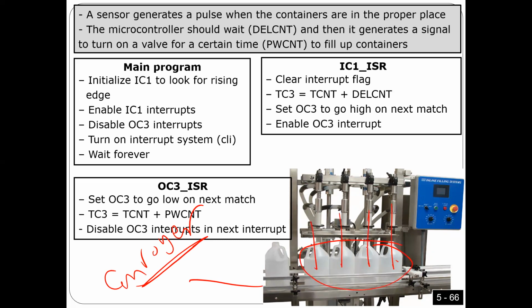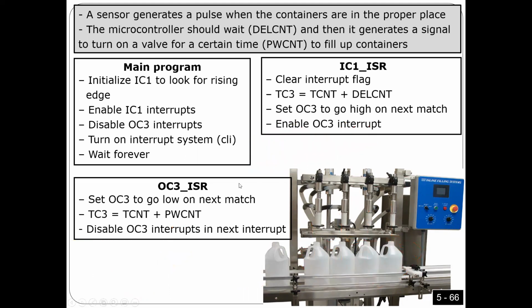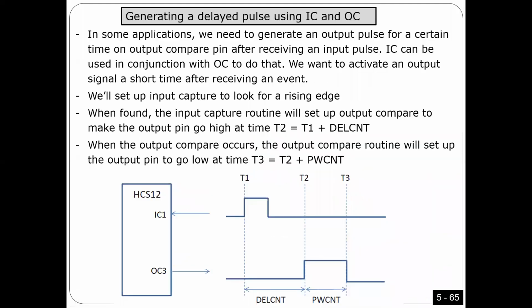When the container comes under the valves or the pipes here, there may be some sensor. This sensor should generate a signal as an input to IRQ, for example. Every time a signal is generated, that means there are containers there that need to be filled up. What can we do? You can use IRQ or input capture, right? Here the way I did it, I used input capture, but actually I used input capture like IRQ, right?